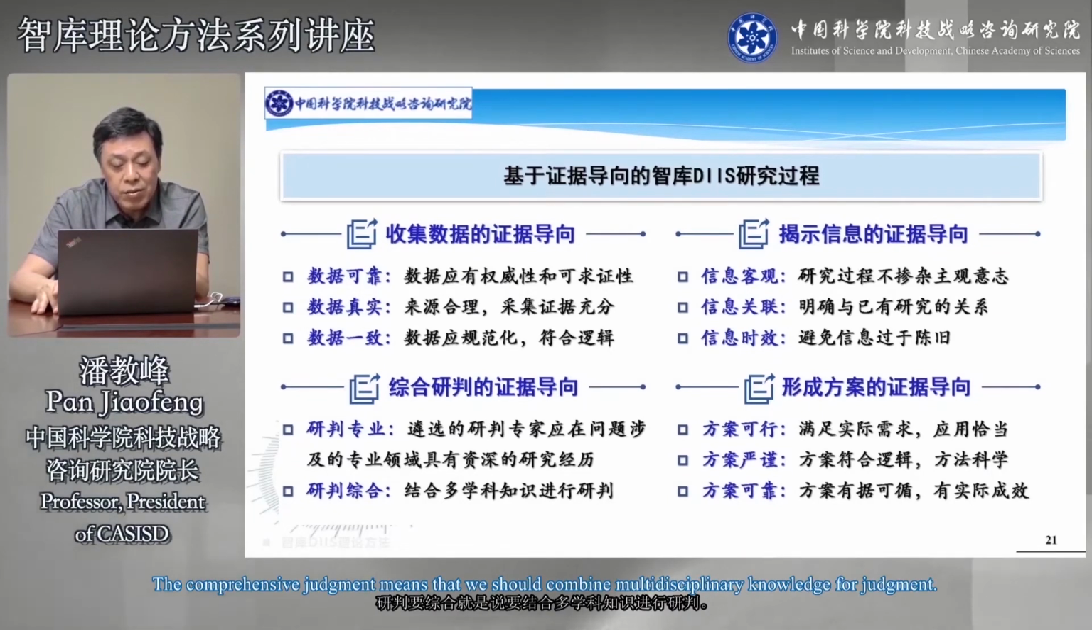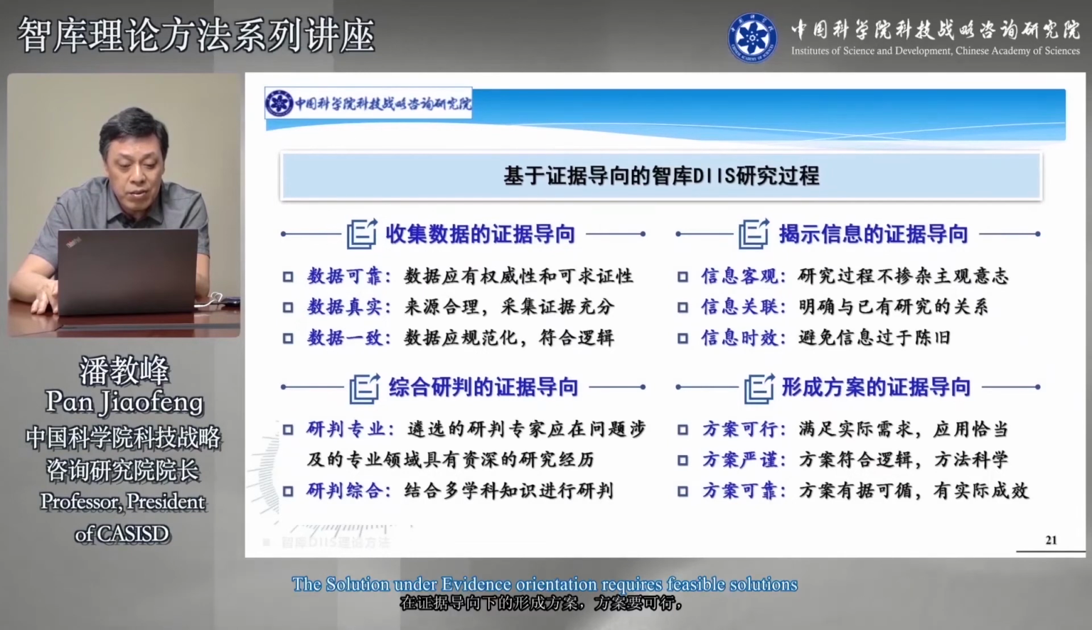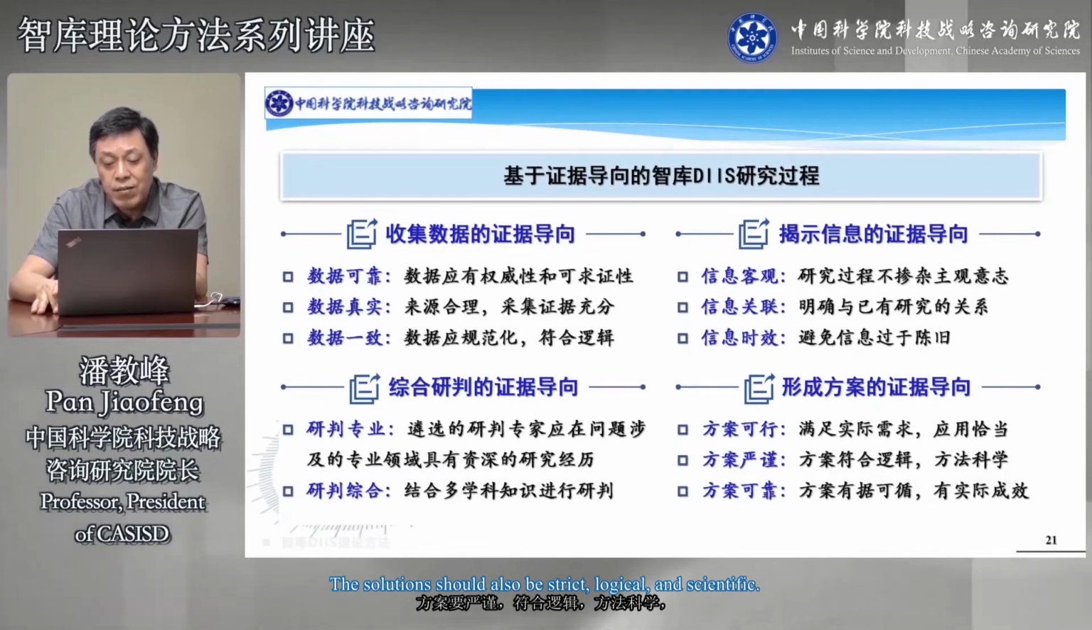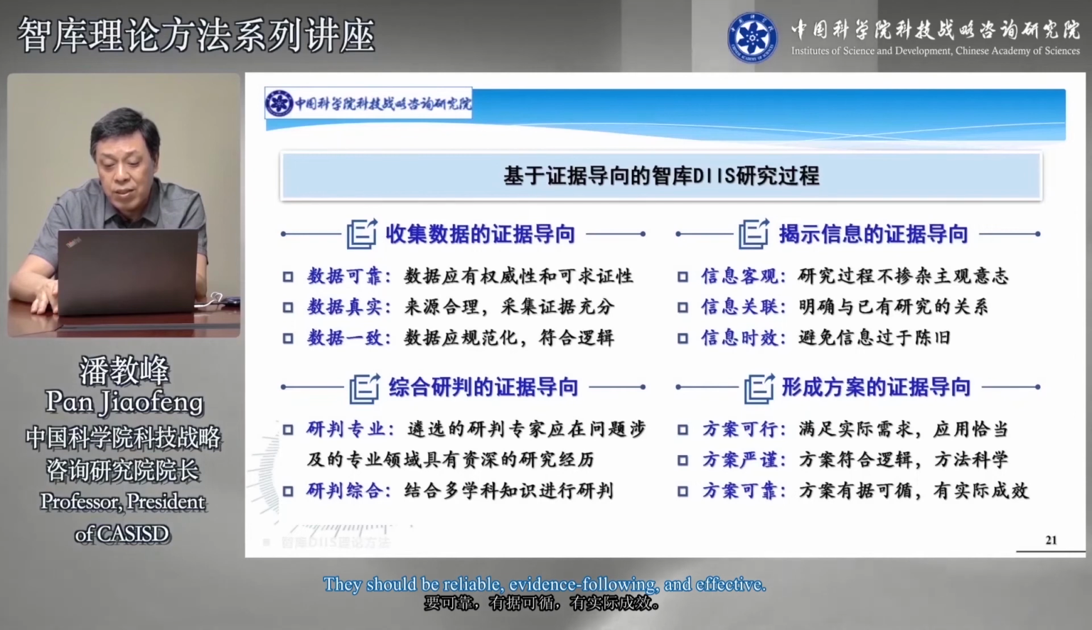The comprehensive judgment means that we should combine multidisciplinary knowledge for judgment. The solution under evidence orientation requires feasible solutions that satisfy the actual needs and should be used properly. The solution should also be strict, logical, and scientific. They should be reliable, evidence-following, and effective.